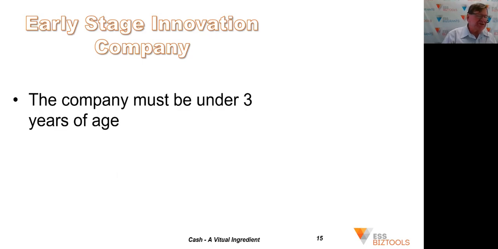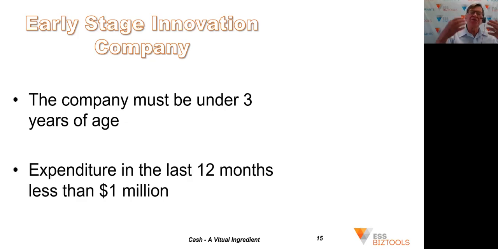Let's look at the early stage innovation company as another activity that you might consider. The company must be under 3 years of age. So this is a government initiative to attract investors to young companies who have developed a new product, process, service, marketing, or management technology. Expenditure in the last 12 months must be less than $1 million.